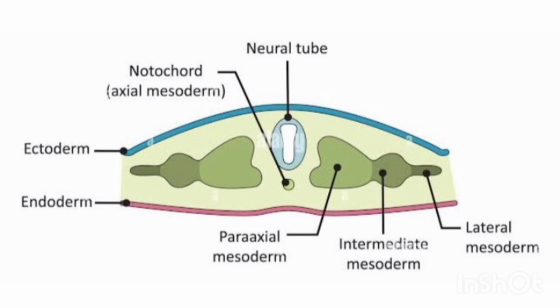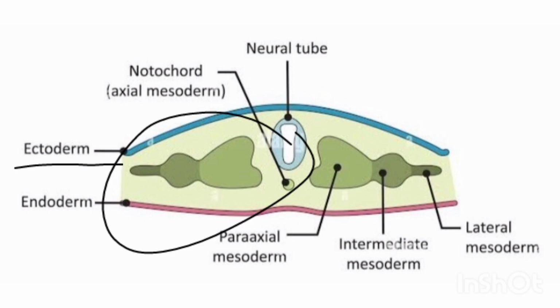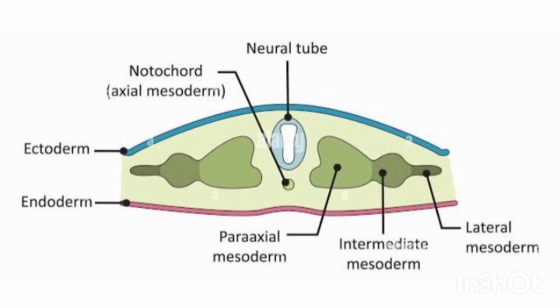After gastrulation is done, we have three germ layers, namely the ectoderm, mesoderm and the endoderm. The mesoderm has three subparts: the paraxial mesoderm, the intermediate mesoderm and the lateral plate mesoderm. The cardiogenic area is present at the splanchnopleuric layer of the lateral mesoderm.